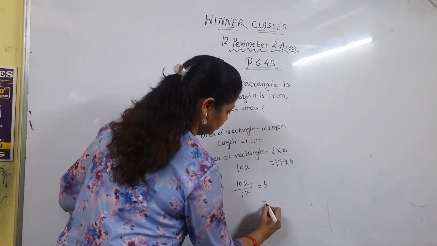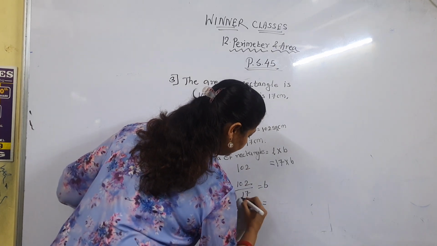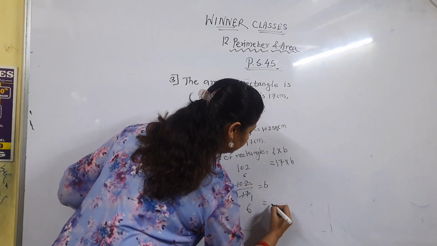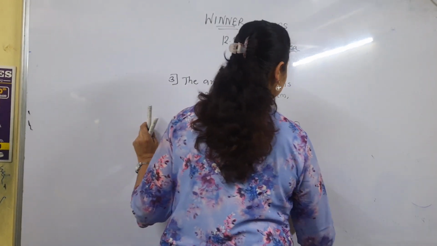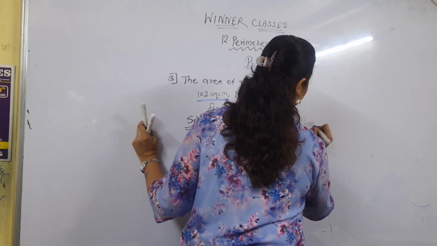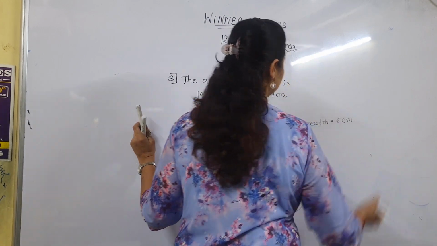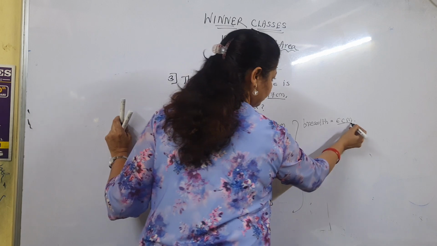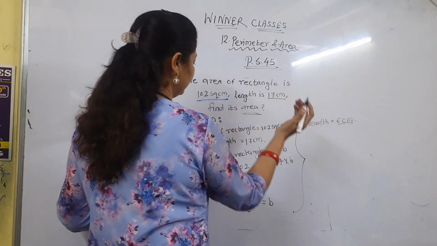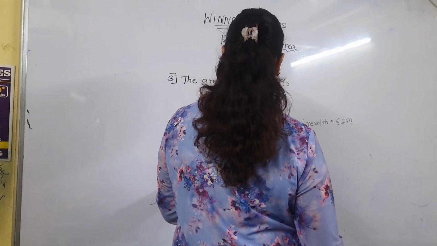17 sixes are 102. So the breadth is 6 centimeter. Breadth is 6 centimeter. Now we know the length and we know the breadth.